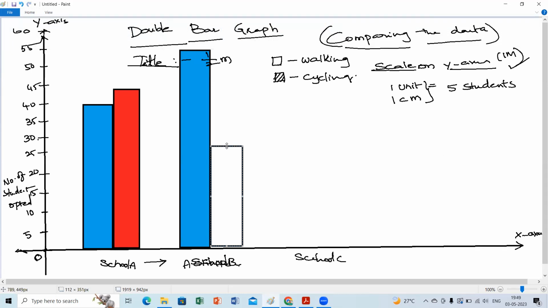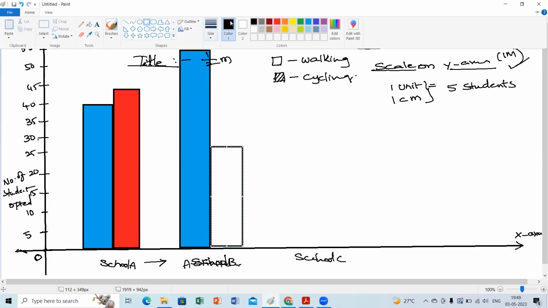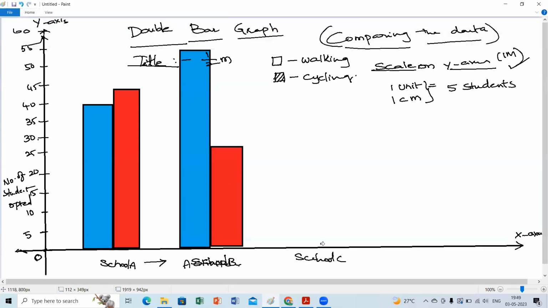Approximately, I'm giving, children. Same like the red color. You can extend to school C also, children. Same way you can do for school C. This is about your double bar graph. Hope, any doubts here? Any doubts? No, ma'am. We don't have doubts.